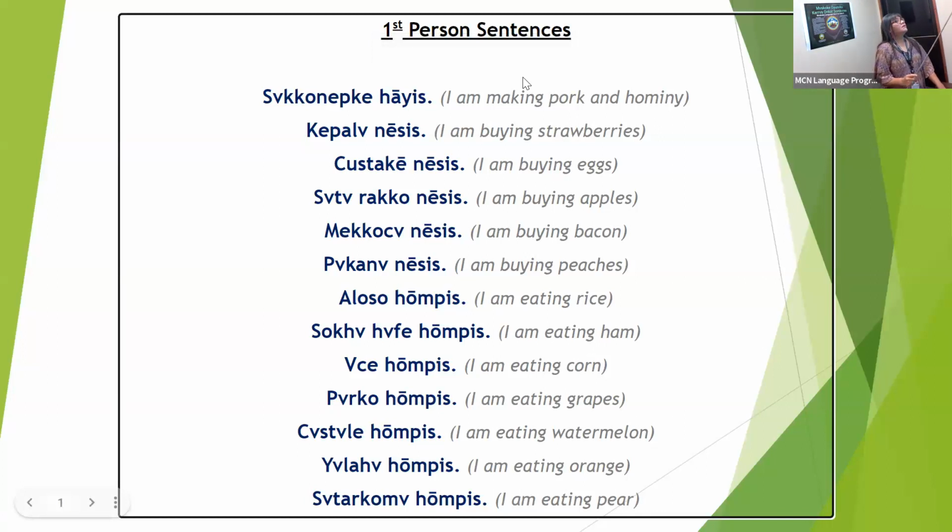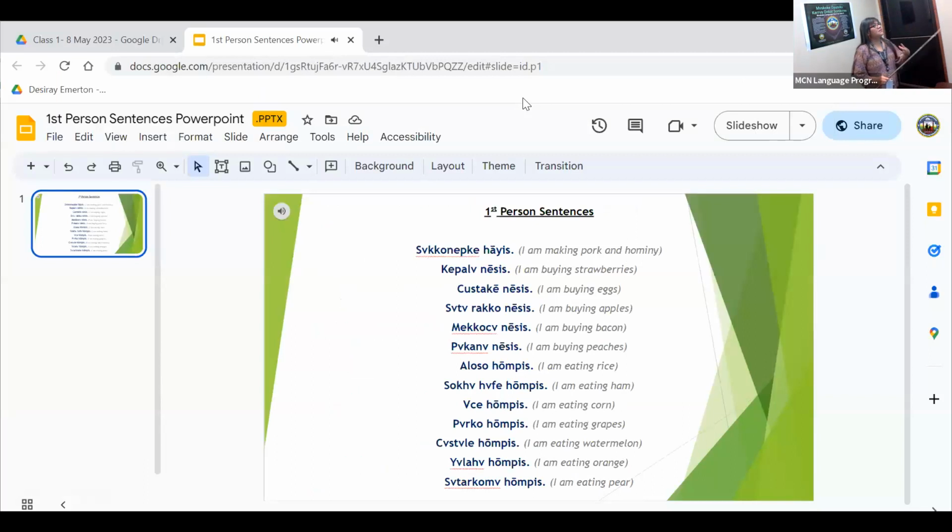Okay. It's not saying it today. You see that, yeah, it shows on here that it's attached. I have no idea what's going on. But these are the first person sentences. You can see the is because it's talking about I am doing something, I am doing something. And let's go to the second person.